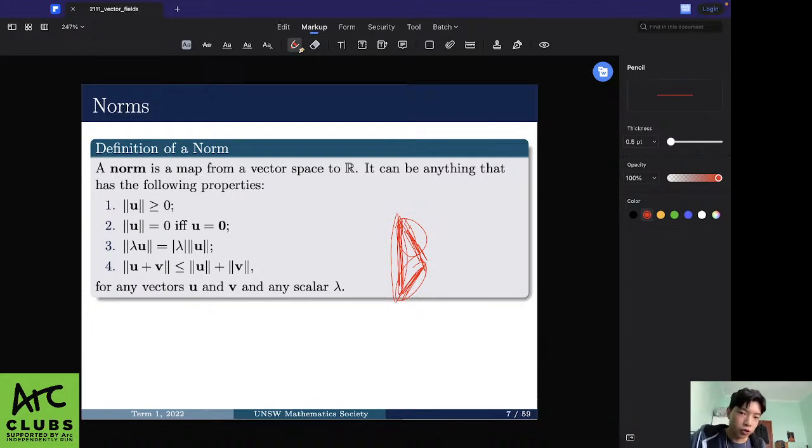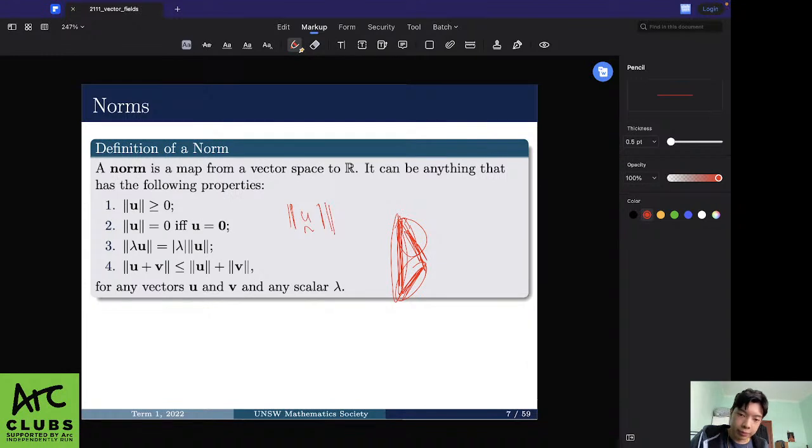So, of course, a norm is a map from a vector space to the reals, which means that it takes in a vector, and we can denote the norm with these two lines on the outside. So it's like a modulus, except you have two of them, and then you put in the vector that you want, and we call this the norm of U.